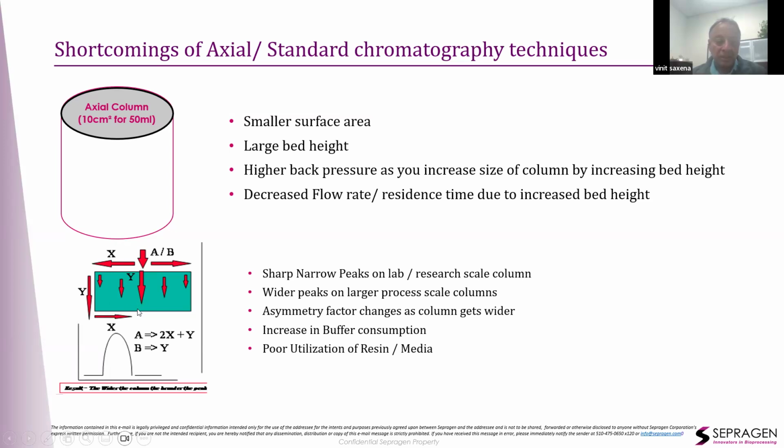And if it's going down the center of the column, it just goes a different distance y. So you have a parabolic flow profile, and so you have early breakthrough in the center of the column compared to the edge of the column. So you don't really utilize the capacity at the edge of the column with conventional columns as you make them wider and wider. Also, when you're cleaning the column, you clean out the center first and the edges later. So you have peak widening as a result of that, increased buffer consumption and poor utilization of the resin or media.